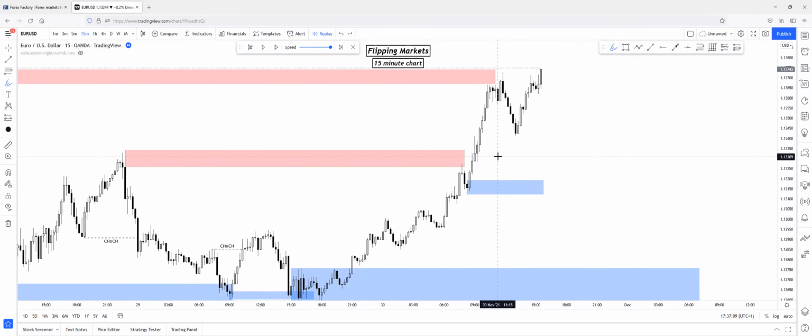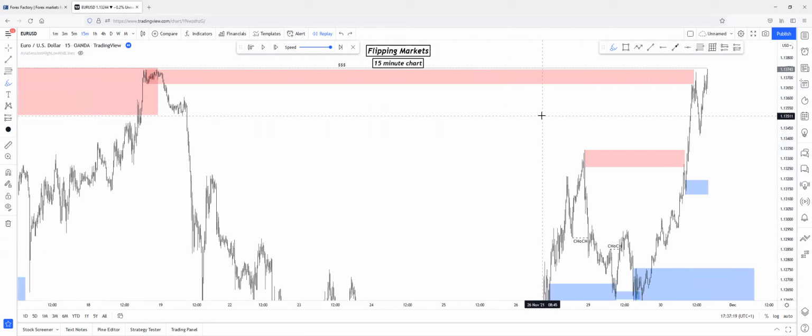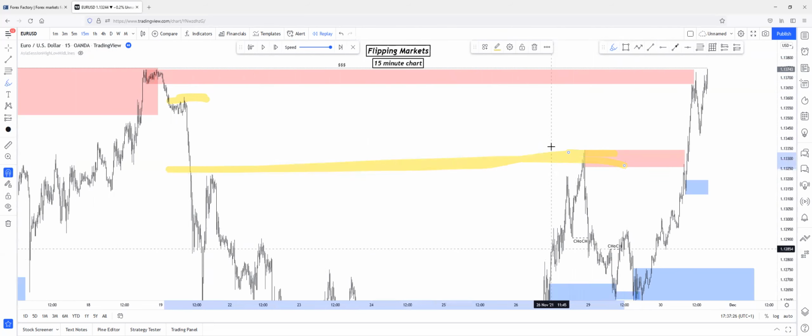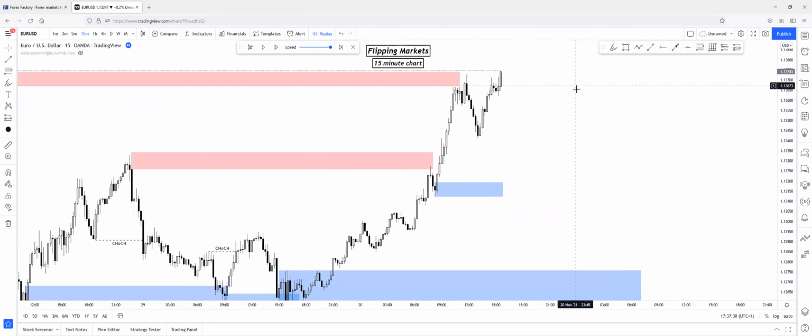This is the 15-minute demand flip zone that caused the top of the 4-hour supply zone. As you can see, this was the top of the 4-hour supply zone, and it happened with a huge inefficient push to the upside. And it actually swept liquidity from this region, and also from this region. So yeah, we have this demand zone right here.